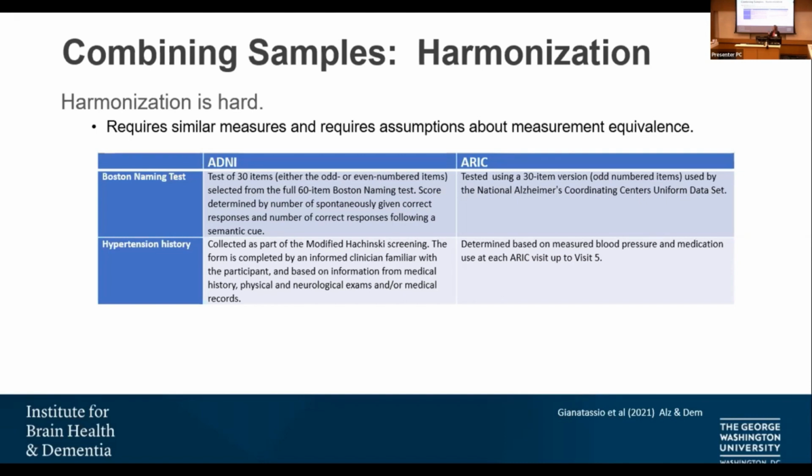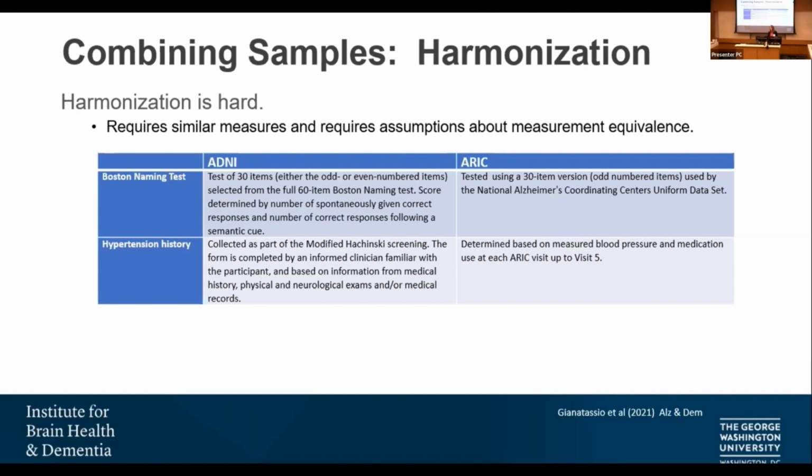Same thing with the next example, hypertension history, right? It seems straightforward. Like, has this person had hypertension? But no, right? So in ERA, we define that based on measuring people's blood pressure when they come in for study visits every couple of years, taking a medication inventory, things of that nature. Whereas hypertension history in ADNI was assessed by a clinician who did a physical exam, asked a lot of questions, and looked at medical records.